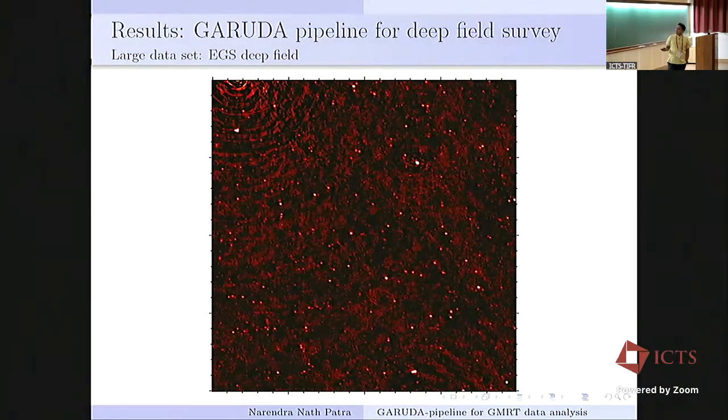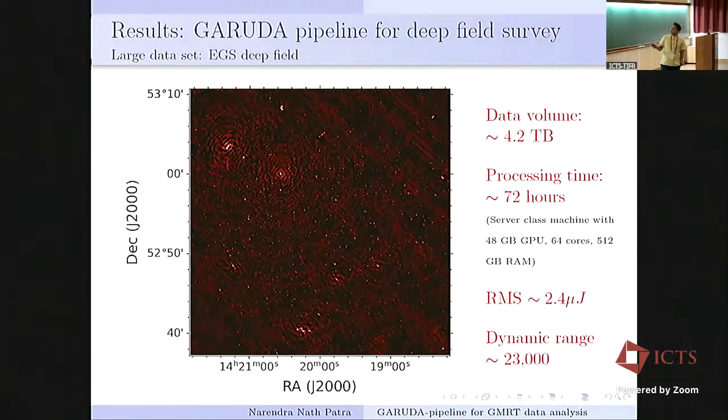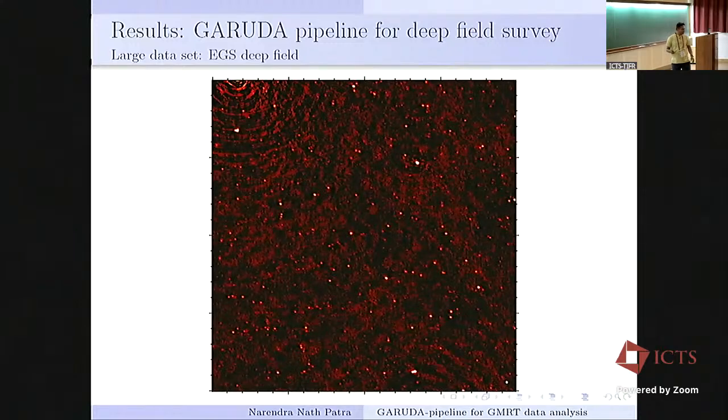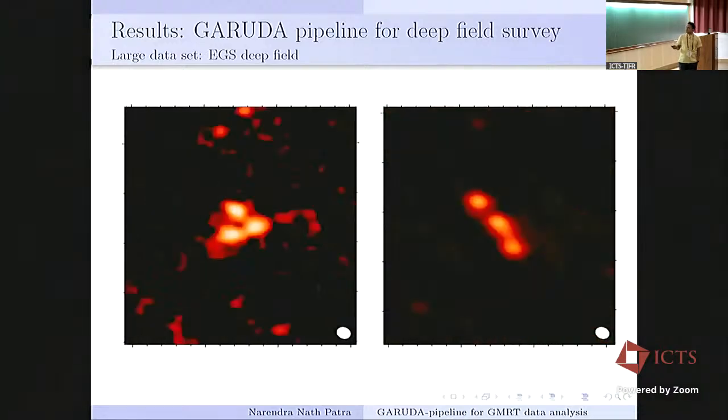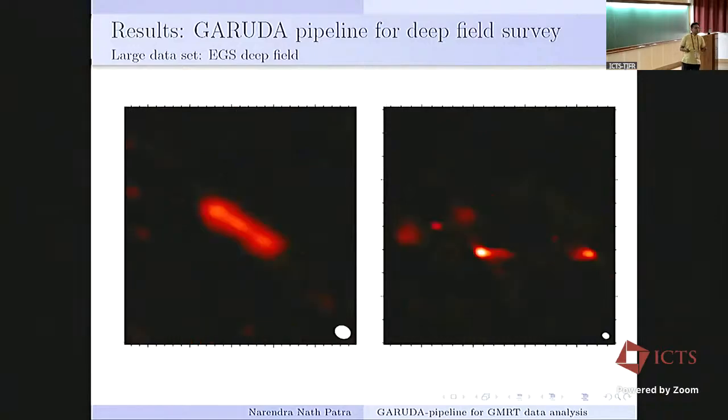And in this image there are quite a few interesting sources, so I have just cherry picked a couple of them. This is one of them. This is another one. This is another one, a triple source. I don't know what it is. What I'm trying to convince you is that it's quite nice. As you can see, there is this faint, probably double lobe radio galaxy. So this is really working well.